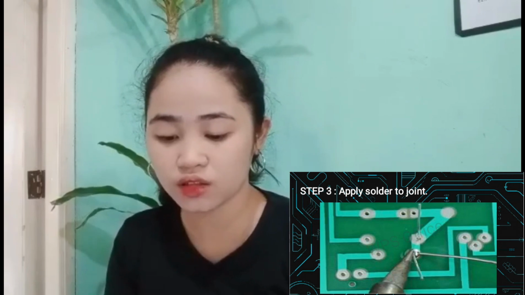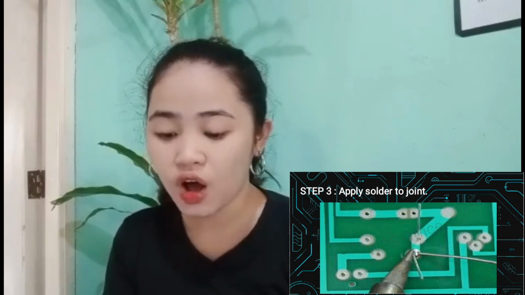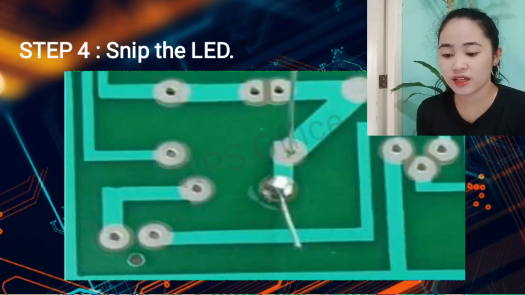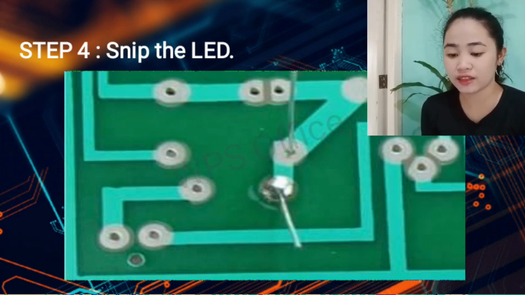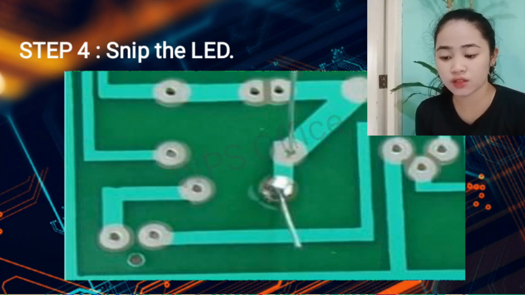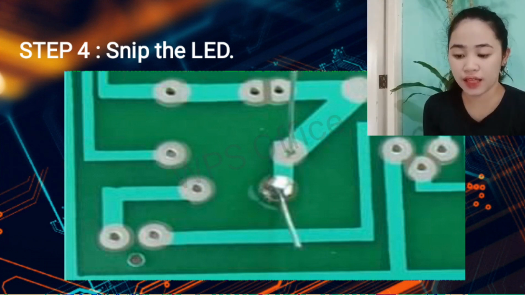Step 3. Apply the solder to the joint. Continue holding the soldering iron on the copper pad and the lead and touch your solder at the joint. Remove the soldering iron and let the solder cool down naturally. Don't blow on the solder as this will cause a bad joint. Once cool, you can snip the extra wire from the leads.